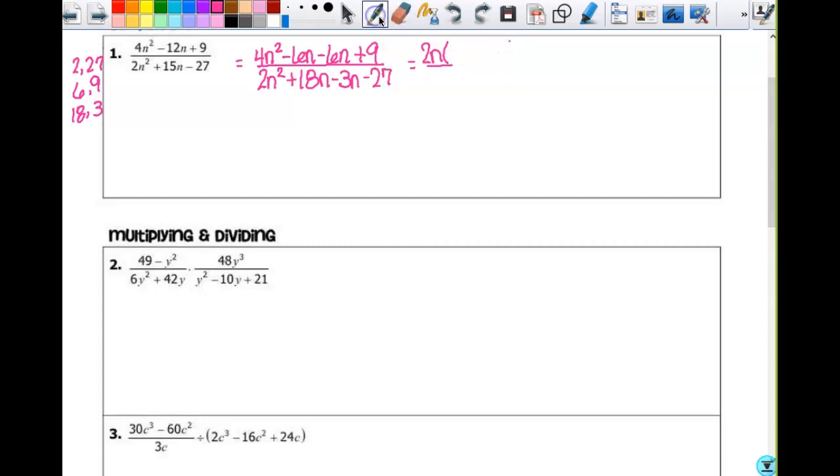There we go. When I factor out a 2n here, that leaves me with 2n minus 3. And then I factor out a negative 3 here, which leaves me with 2n minus 3. Down here, I'm going to factor out a 2n, which leaves me with n plus 9. Here I factor out a negative 3, which leaves me with n plus 9.